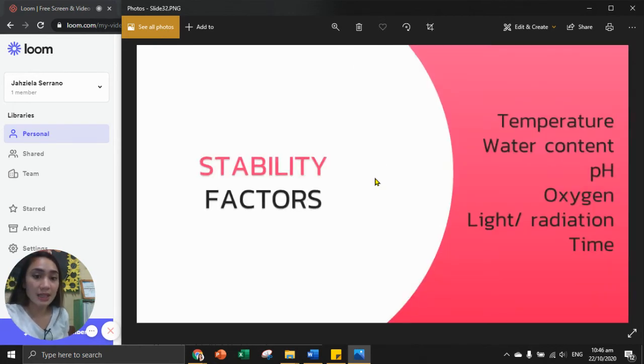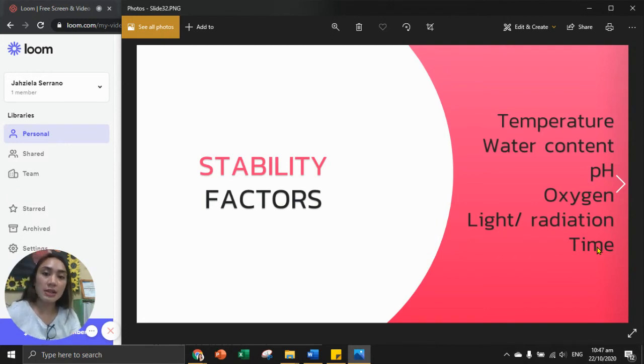Okay, so stability factors. We have temperature, we have water content, we have the potential hydrogen, pH, or dito yung sa acidity level, alkalinity level, yung pH. Oxygen, light and radiation, time, and so on. So actually, I think marami namang factors when it comes to physical and chemical changes. But these are just the general factors, no?